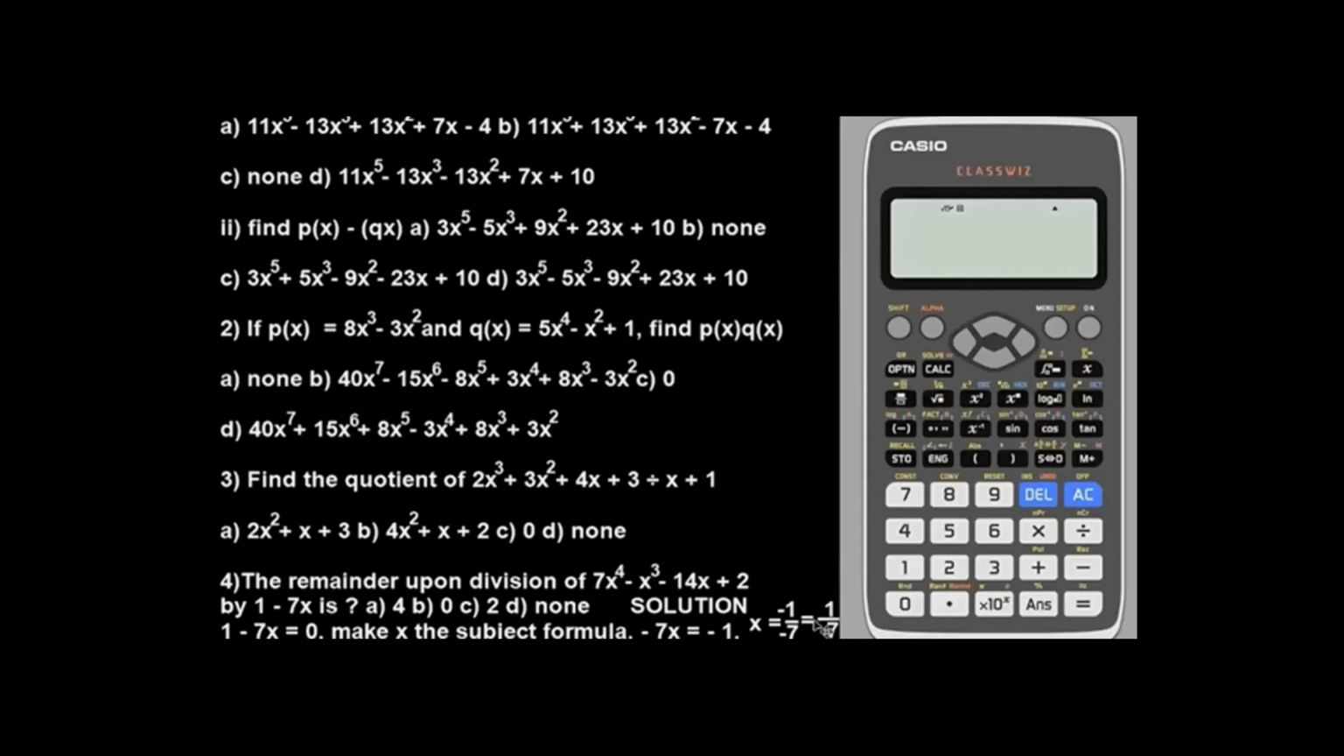So since we have the value of x to be 1 over 7 from the change of subject formula here, we go ahead and store this number. It's as simple as that, guys. We store 1 over 7. We press OK. Very important: before you store, let's clear, because we want to store a fresh number.